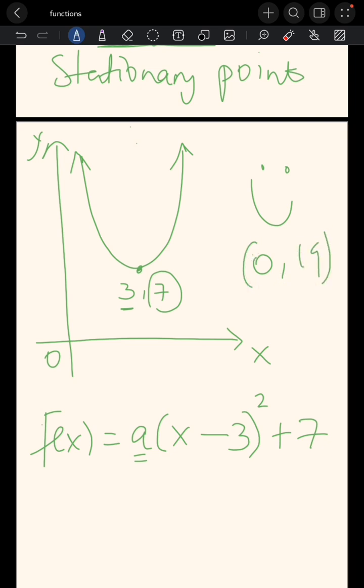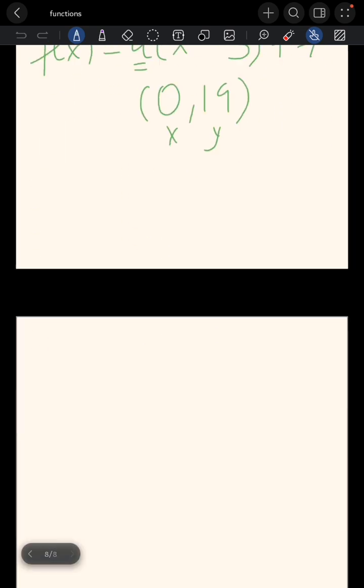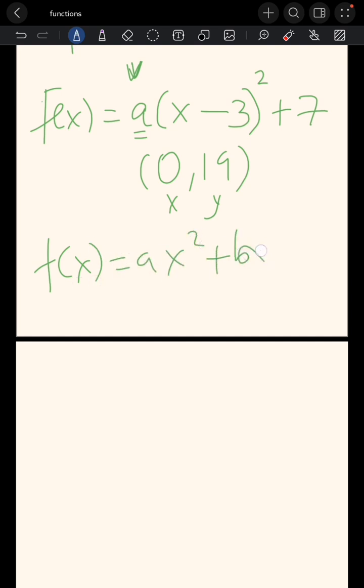Then we're going to substitute it here. So we're going to have 0 and 19, which will substitute at x and y. Y is going to be 19 and x is going to be 0, and then we'll be able to find the value of a, and then we'll be able to solve this equation. After solving, you can also convert it into this form, which is f of x is equal to ax squared plus bx plus c.